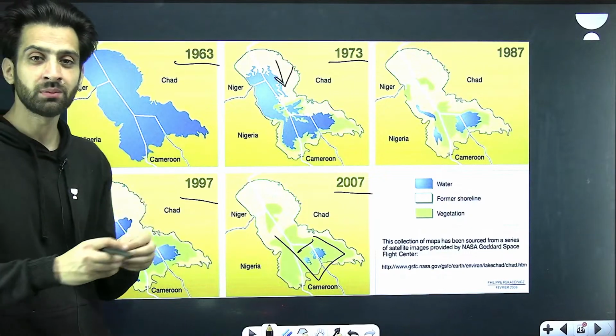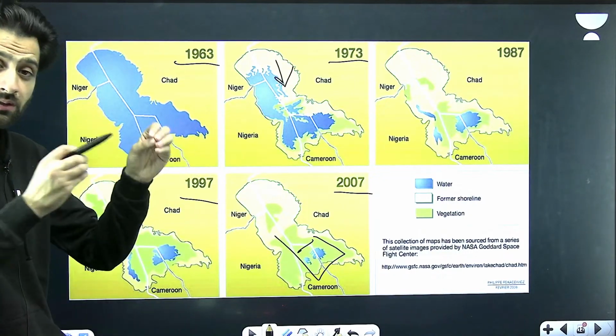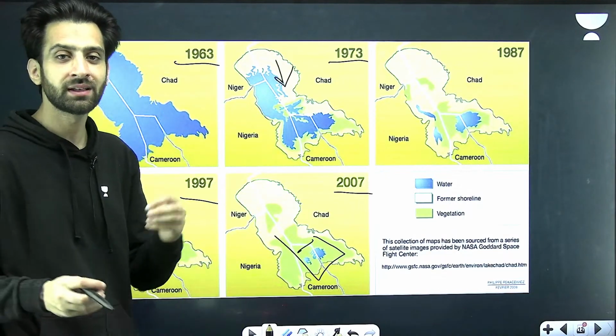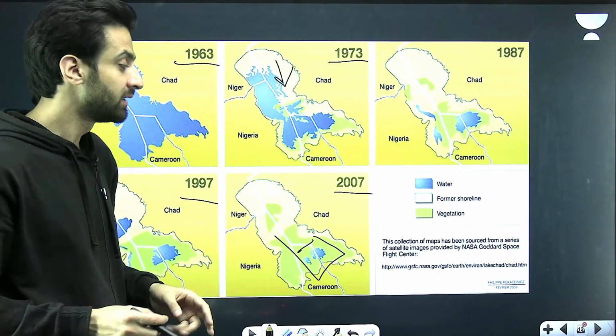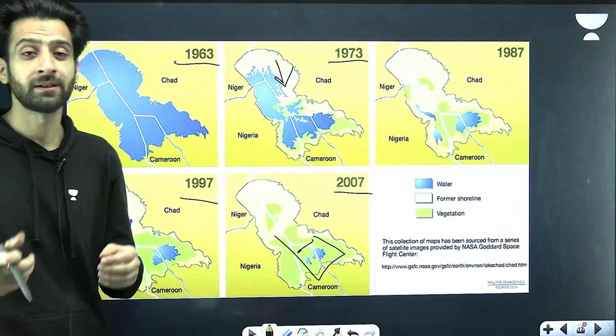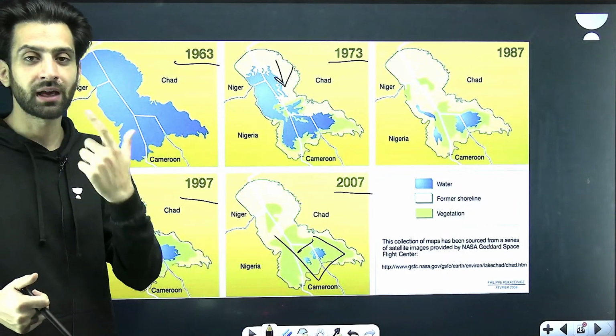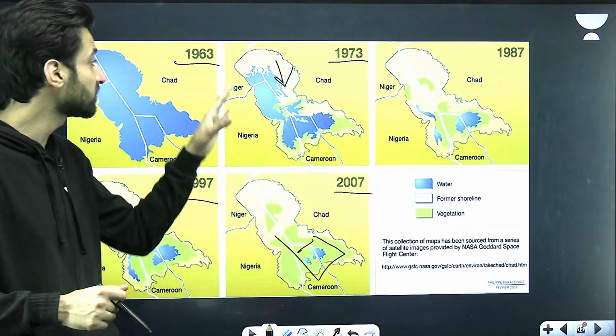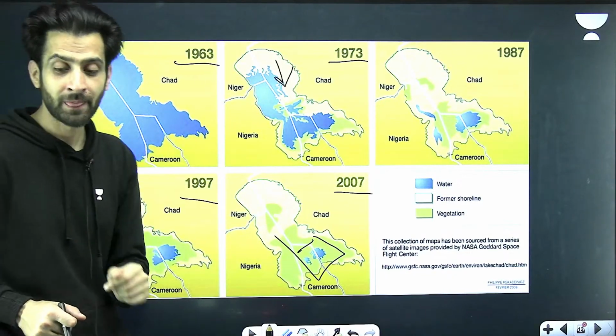Now this is very important because these are important things as far as the environment is concerned. Because the lake is drying up, you might get questions from this place as well. That is why the place becomes very important. Remember the names: Chad, Cameroon, Niger and Nigeria. These are four countries that are associated with Lake Chad. Clear? Shall we move?